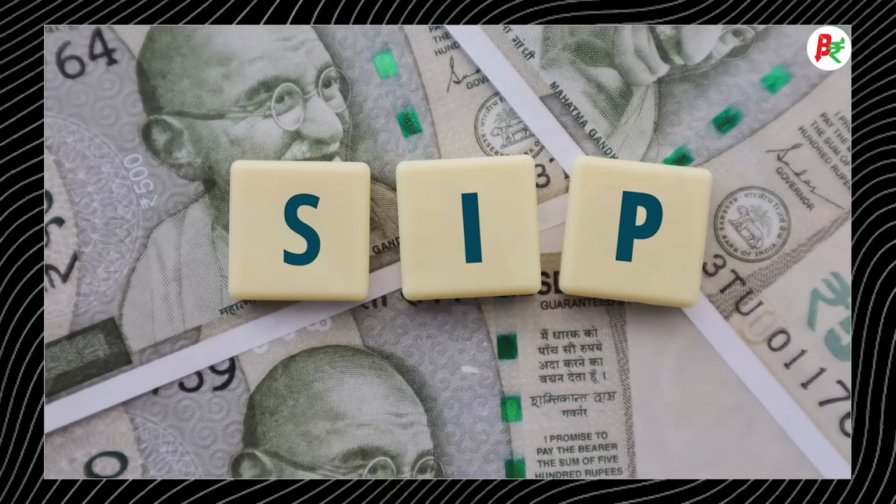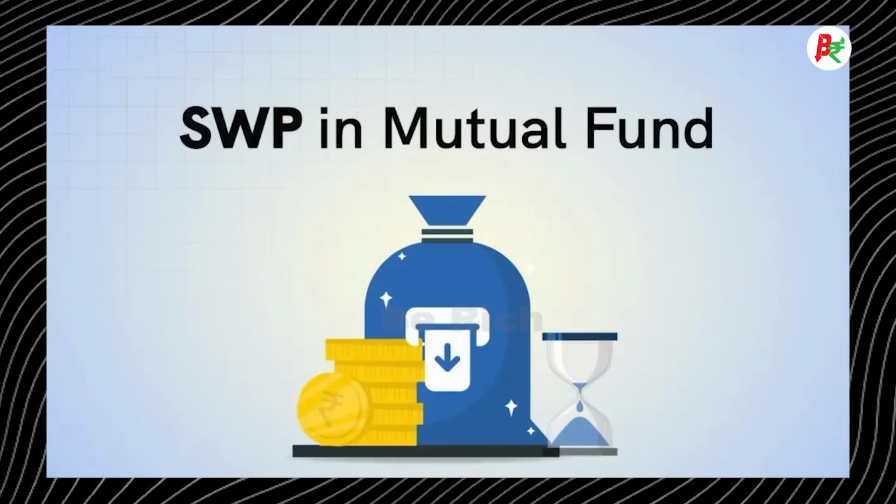Sir, there are three types of S's in mutual funds. One is SIP, another one is SWP, another one is STP. I know very well about the SIP, sir, because I've seen it in mutual funds and also in the index funds.